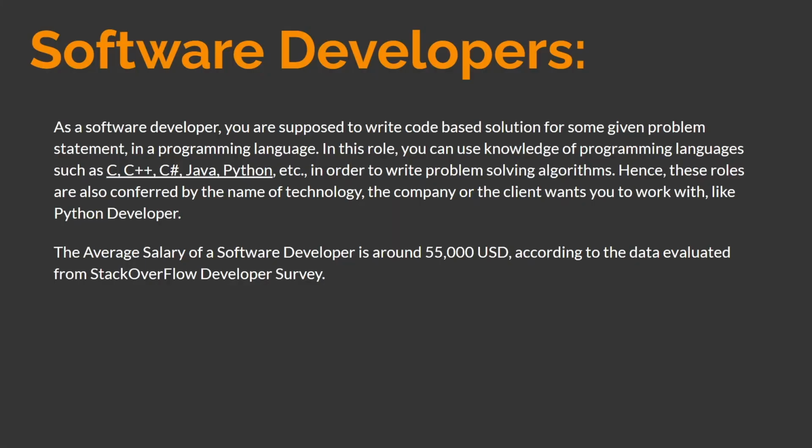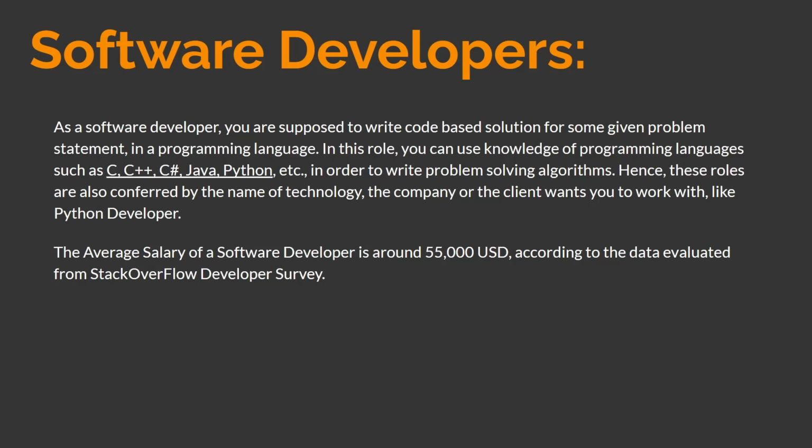The first role which you can commonly get in the tech industry or the software industry is the software developer role. As a software developer, you are supposed to write code based solutions for some given problem statement in a programming language. You can assume it is similar to maths. You are given some problem and you have to present its solution, the only difference being that you need to present your solution in some code format, and you can use some programming language for this purpose.